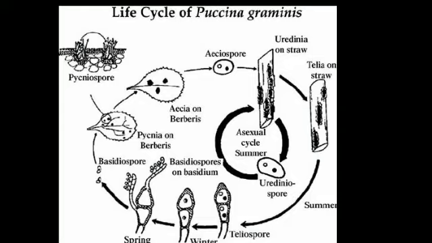This rust cycle was discovered by Professor K.C. Mehta. He did a lot of hard work on rust. Starting of rust disease on wheat plants, the primary infection takes place through aeciospores. And secondary infection takes place through urediospores.